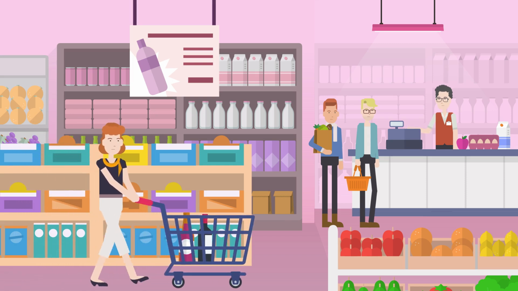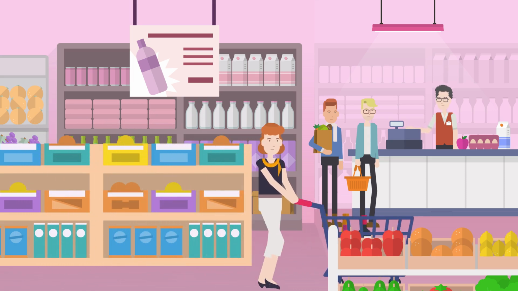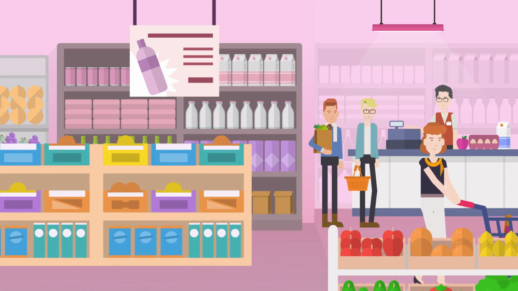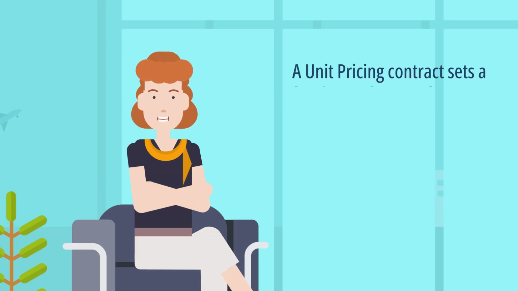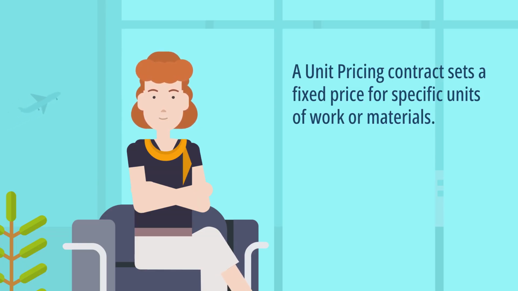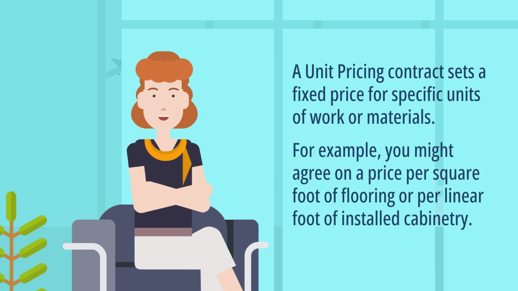This is like buying groceries. Each item has a set price, and your total depends on how many of each item you buy. In construction, a unit pricing contract sets a fixed price for specific units of work or materials. For example, you might agree on a price per square foot of flooring or per linear foot of installed cabinetry.